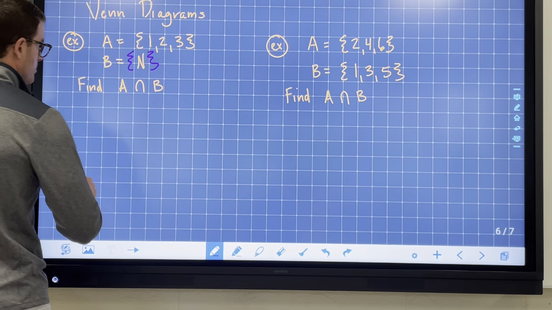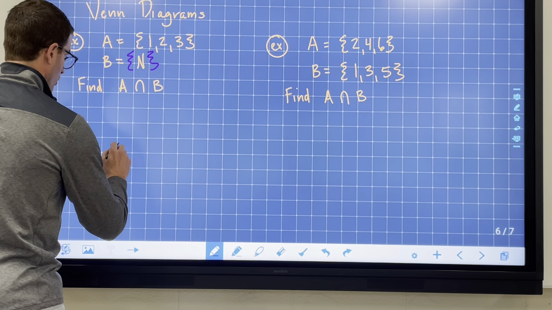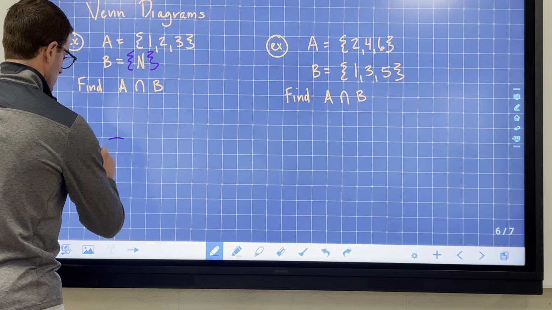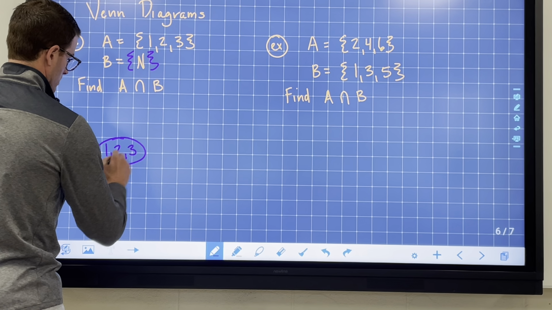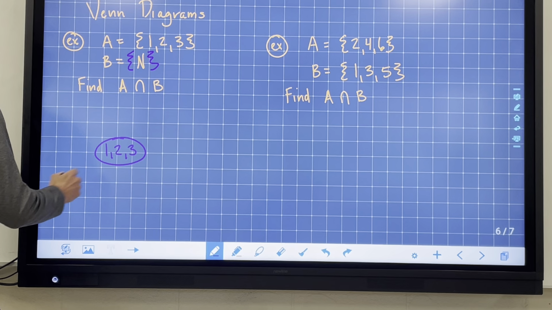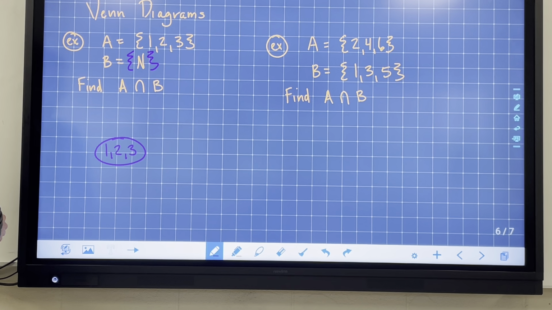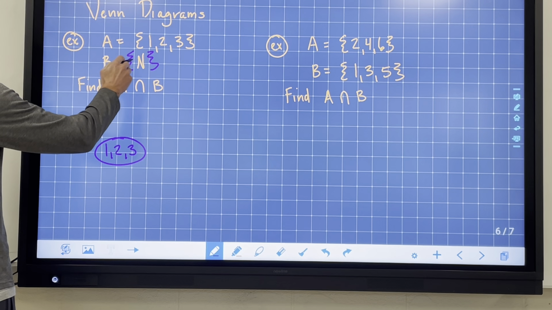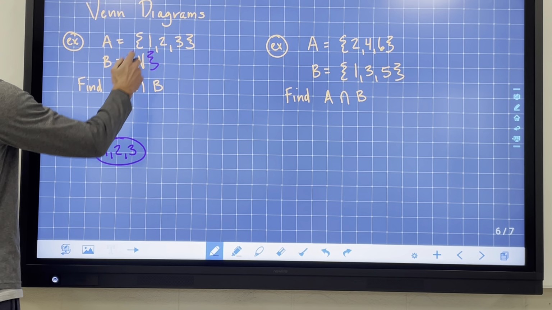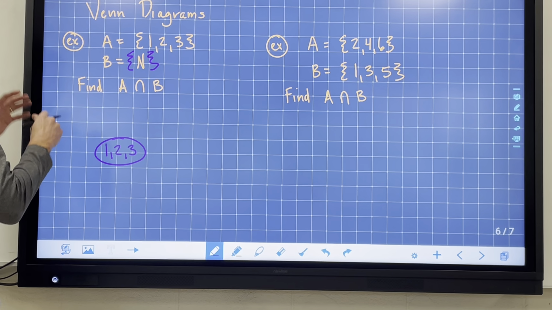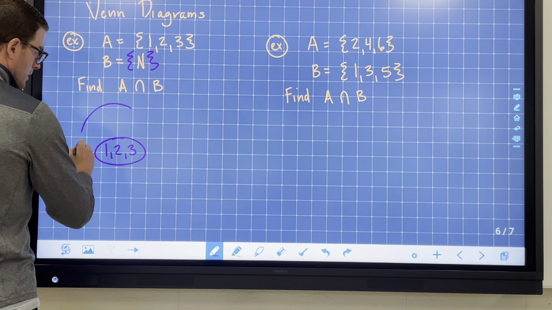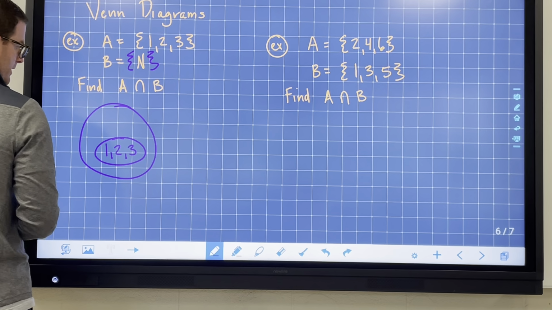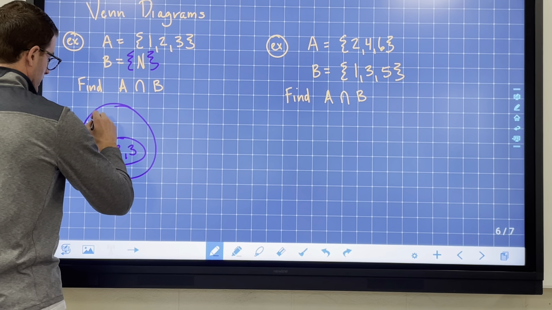Well, let's make a circle for 1, 2, and 3. And then we know that natural numbers, this is kind of back to the nesting doll analogy, include 1, 2, and 3. So natural numbers is a much bigger group, and it includes 1, 2, and 3. So my Venn diagram might look something like this.